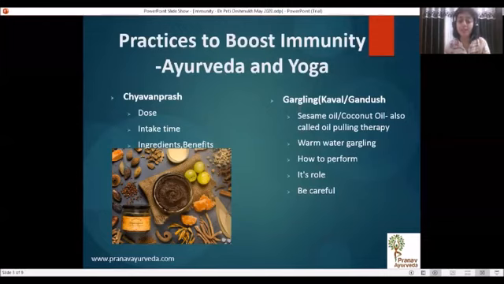Amla, the vital component in Chyawanprash, detoxifies the body and cleanses the blood, liver, spleen, and the lungs. It enhances youthfulness, promotes healthy muscle mass and tones the body. It is a powerful antioxidant, also rich in vitamin C and in minerals such as calcium, phosphorus, iron, carotene, and B complex. Now, let's look at the gargling process.